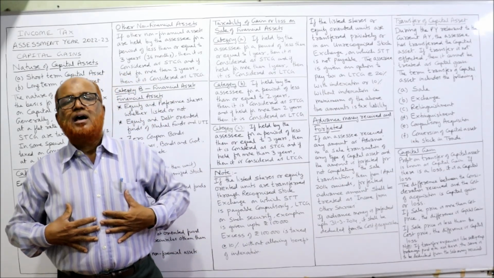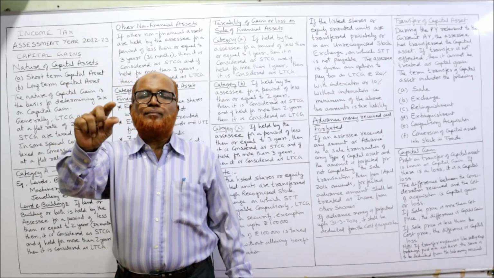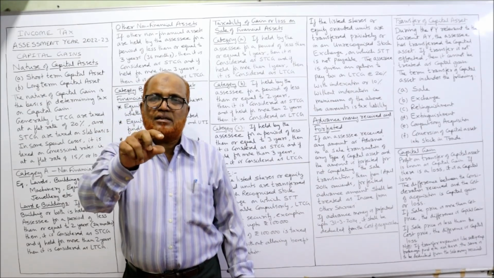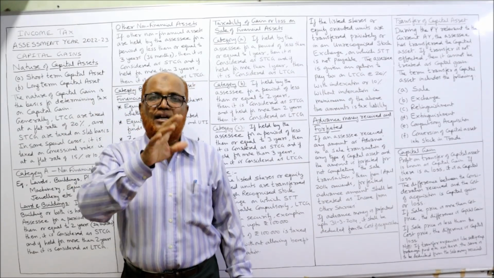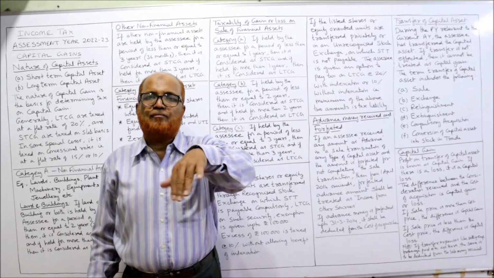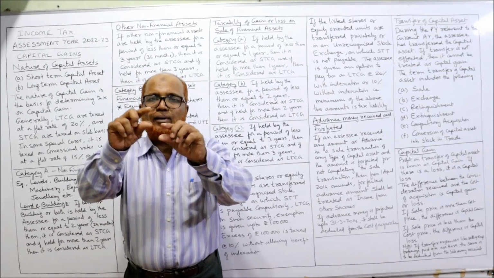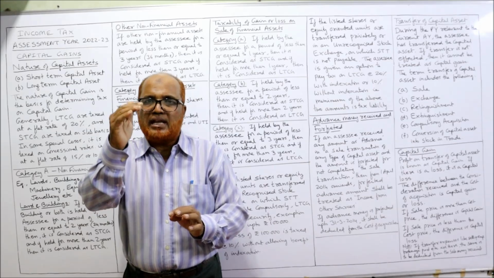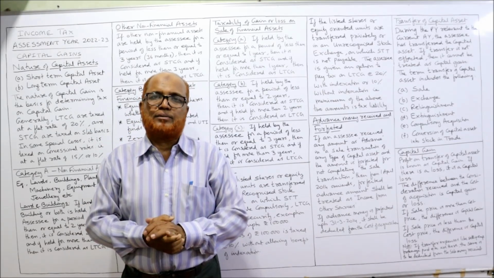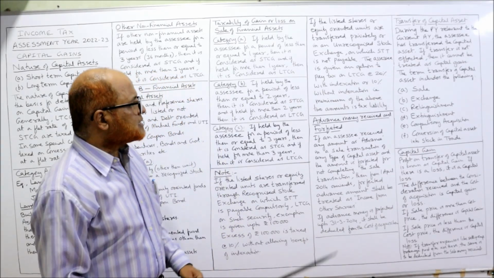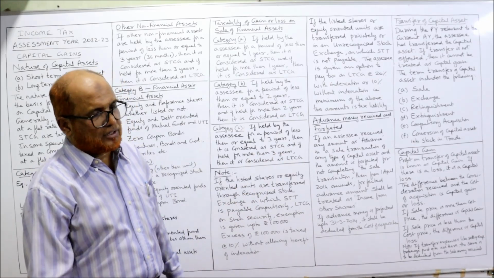Suppose I am the SSC. I will calculate the tax liability of LTCG at 20% with indexation and at 10% without indexation. I calculate both. Whichever tax liability is less, that option I will choose. Next, advance money received and forfeited.